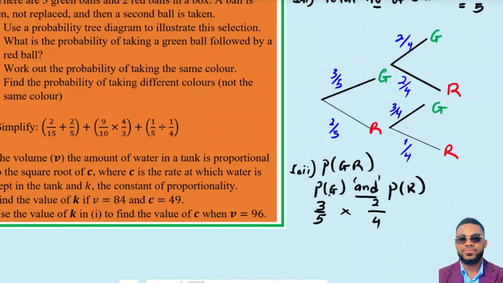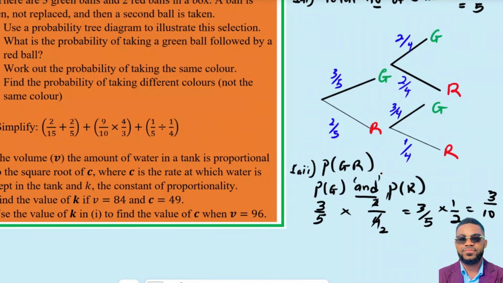So this is the probability of getting a green ball for the first time. In the second selection, since we didn't replace the green ball in the box, it means the total number of balls will be reduced by 1. So we get 4. But the number of red balls, they are still intact. So we have 2 out of 4. And we know we can simplify this one, because 2 goes into 4, 2 times. So you're going to get 3 on 5 times 1 on 2, and that will easily give us 3 on 10, because 5 times 2 will give us 10. So that's the probability of getting a green ball followed by a red ball.